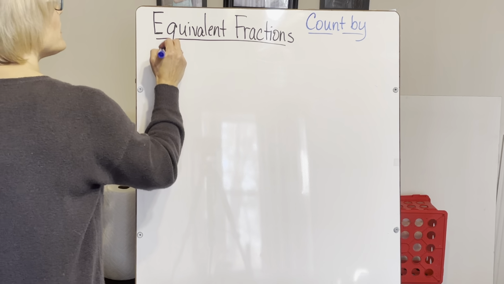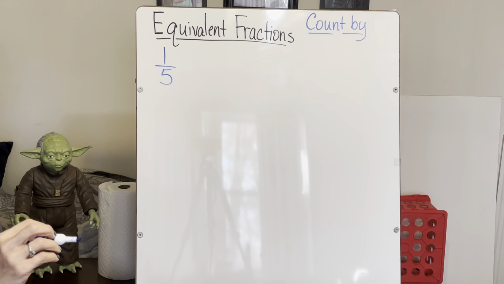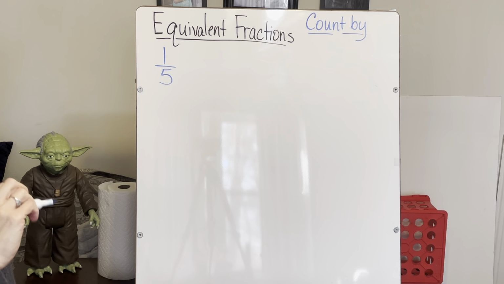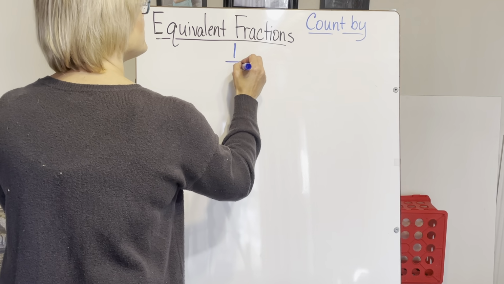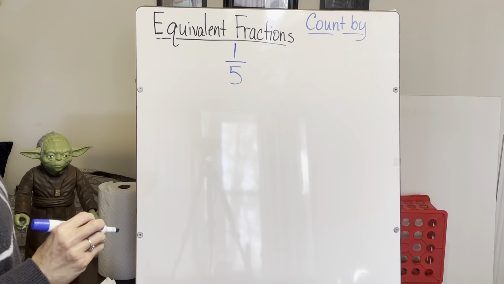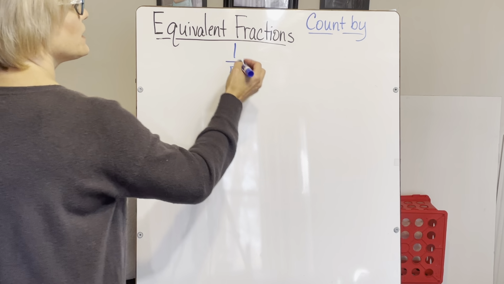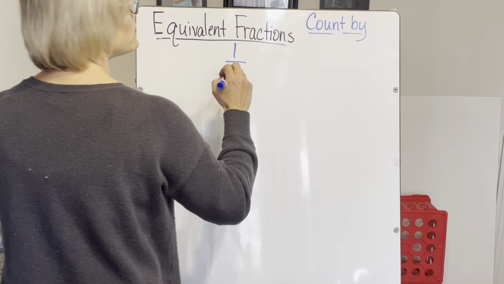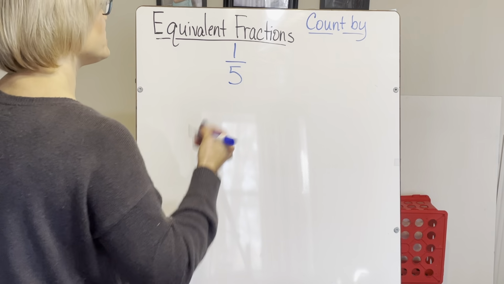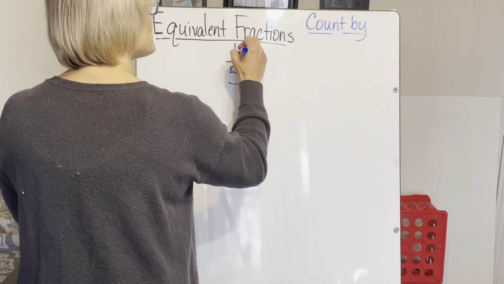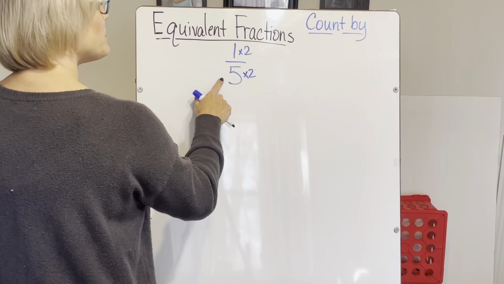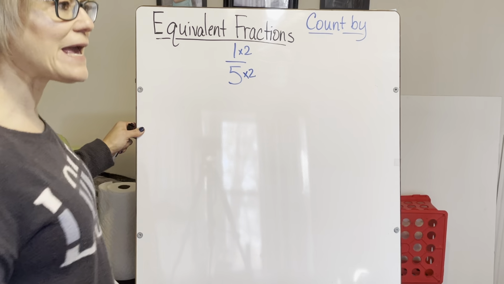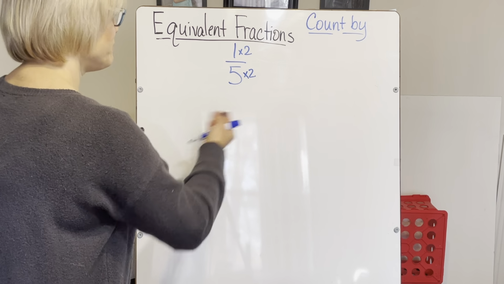So say, for instance, we've got 1/5. If I wanted to create equivalent fractions to 1/5, I'm going to multiply the top and the bottom by the same number. I'm going to start off with 2. If I multiply the top and the bottom times 2, I'm going to create an equivalent fraction of 1/5.